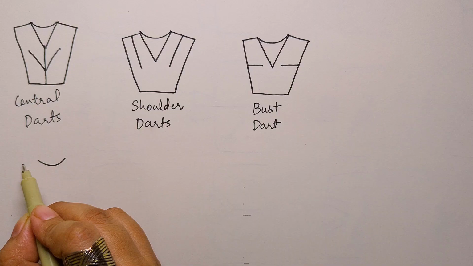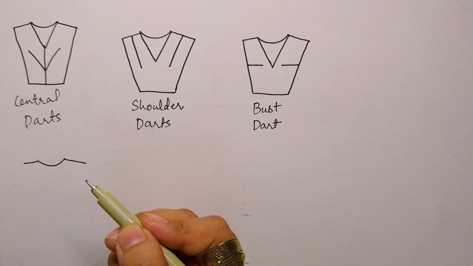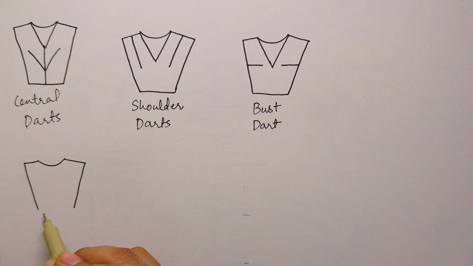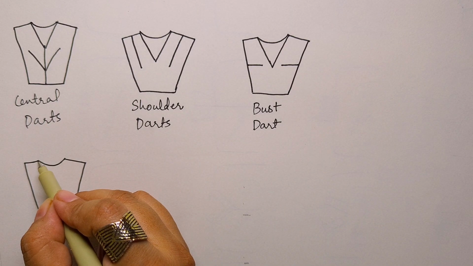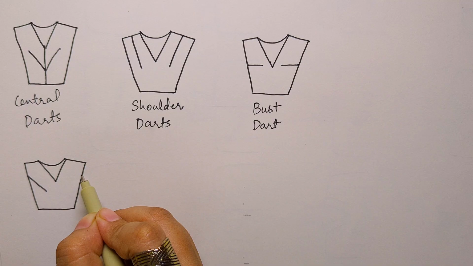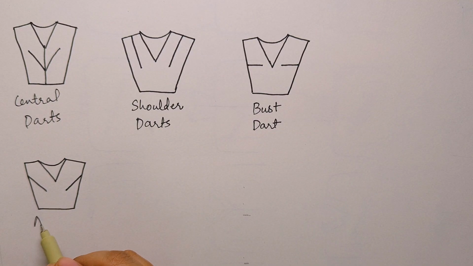Next is the armhole dart. This is a variation of the princess seam, starting from the armhole instead of the shoulder. It gives better shaping around the bust and underarm area, commonly used in dresses and blazers. It is ideal for a smooth fit and a modern design look.